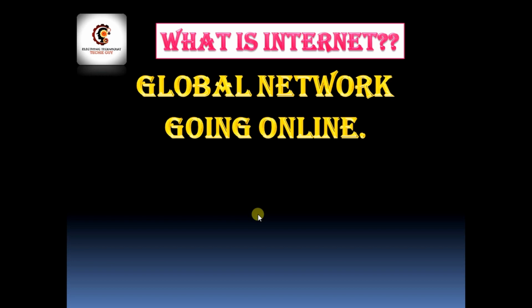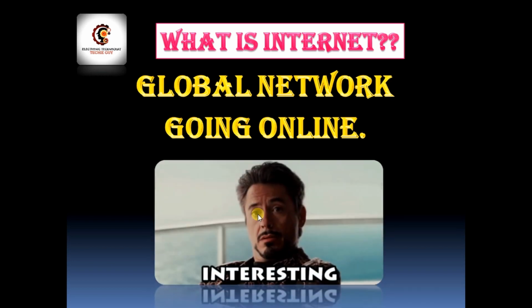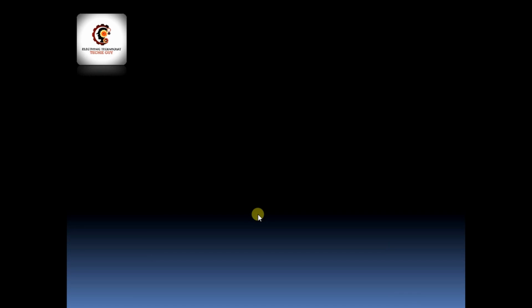As simple as that, isn't it? Yeah, that's correct. It's very interesting. So what is the internet basically? It's a global network where billions of computers are connected. And with this internet, we will be able to communicate with people in remote places or any part of the world in just a click. That's it. Alright, so let's move on to the next topic.